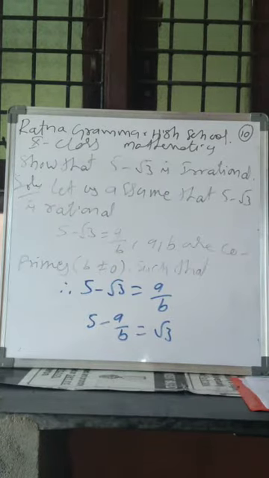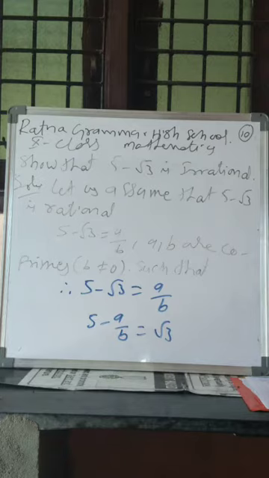So, the first exam question: show that 5 minus root 3 is an irrational number. What is the question? 5 minus root 3 is an irrational number. What is the solution? Let us assume that 5 minus root 3 is a rational number. Here we take a, b as co-primes, b not equal to 0.